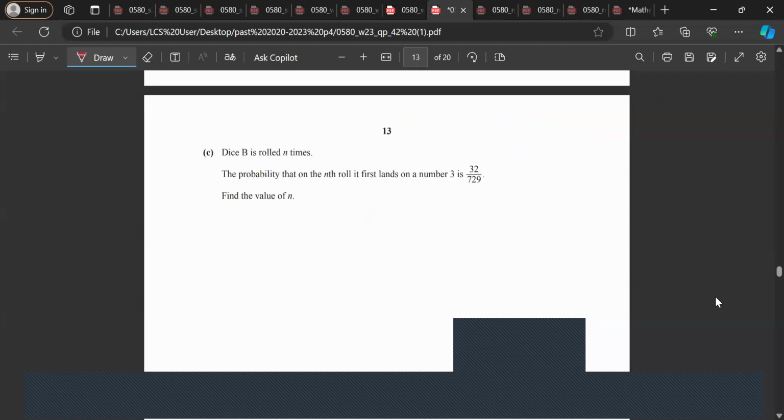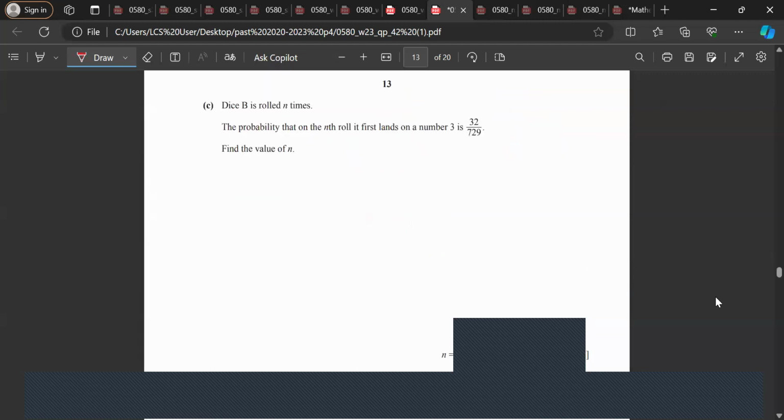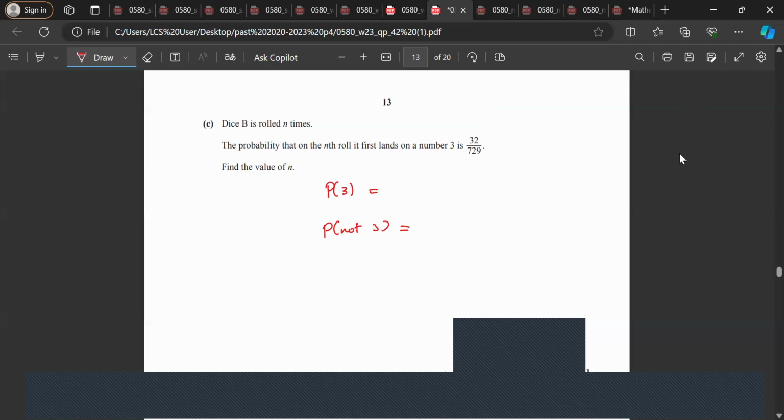This one, you remember, I explained it on the board, right? Shall I do it again? Yes, please. Okay, he's telling me dice B is rolled n times. The probability that the nth roll first lands on number 3 is this number. So I have to get the probability of 3 and the probability of not 3. If it was a separate question, the probability of 3 would be given. But now it is not given, so I will get it.